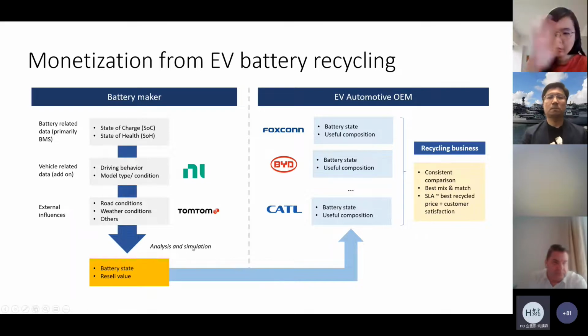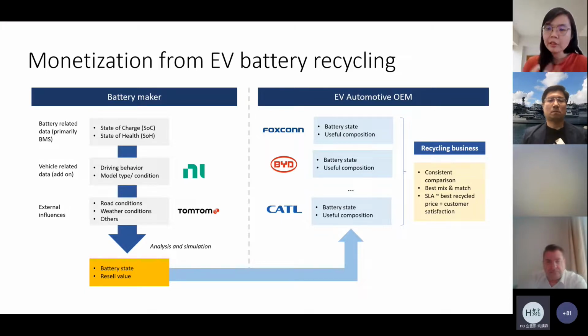All of these, on one hand, are useful for the battery maker because they give that state of health and battery resale value. But if you combine the different battery makers, potentially Foxconn, BYD or CATL, it also gives them an opportunity to work with the EV automotive OEMs on what many OEMs are interested in today, which is the recycling business. They're looking at consistency in terms of comparison, and at what's the best mix and match in terms of the composition from the various battery makers.